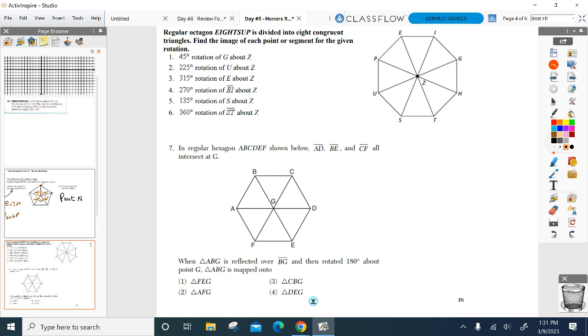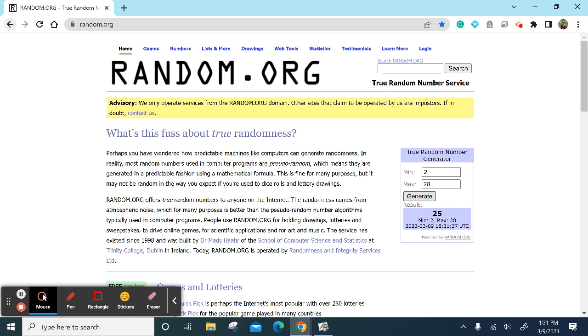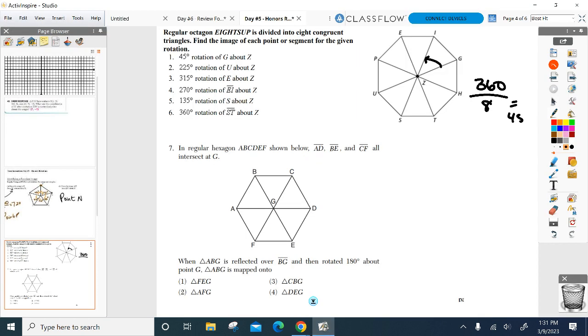Yep, you got it. All right, well, this isn't going to be 72 degrees anymore. As I go from one vertex to the next, let's figure out how many degrees I'm going so I can answer these questions. I'm in an octagon now, so I'm taking that 360, dividing it by 8 congruent angles, and I end up with 45 degrees every time. So every time you're going to rotate 45 degrees.